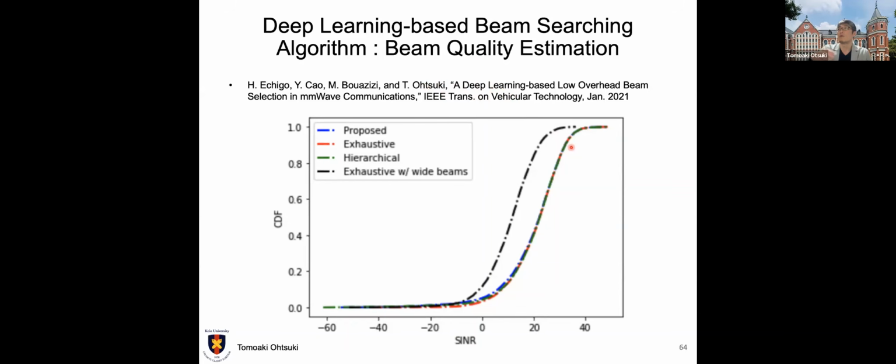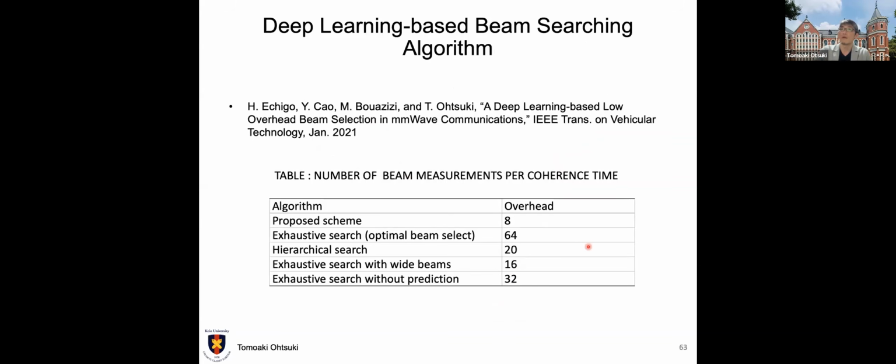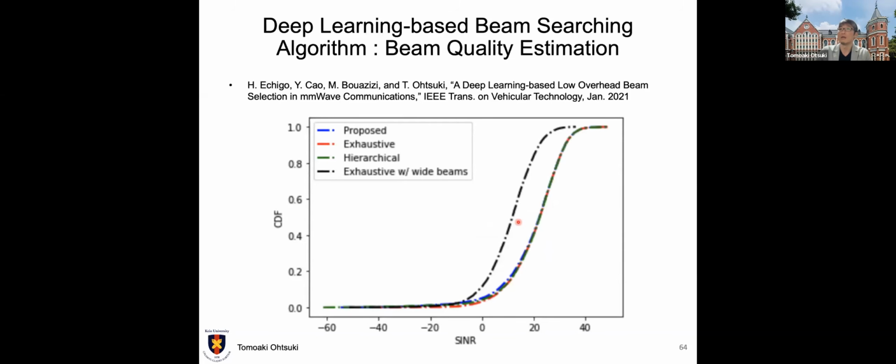Of course, if we don't care about the search time, exhaustive search is good. This red one performs the best. But if we use super resolution, then we can reduce the overhead. For example, in this case, the exhaustive search requires 64 beam searches, but the proposed technique needs just 1/8. Yet the CDF of the SINR distribution is almost the same. So that's one way to use super resolution in wireless communication that we propose.